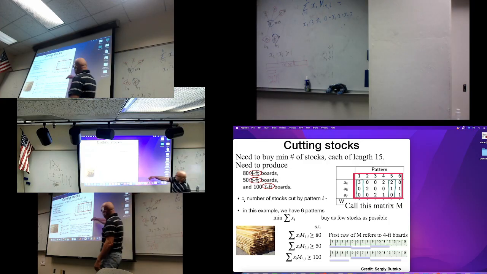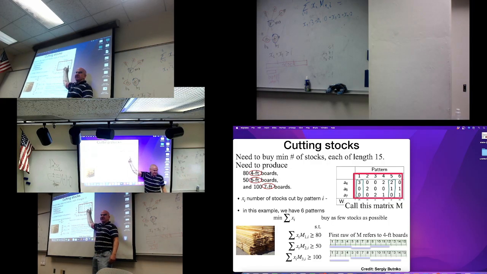Now, what happens if I have more boards? Then suddenly the number of columns becomes exponential. And just to make a note on it, if the number of columns is exponential, then maybe I don't need all the columns ahead of time. There is a technique called column generation. Write it down. It's sometimes called column generation.